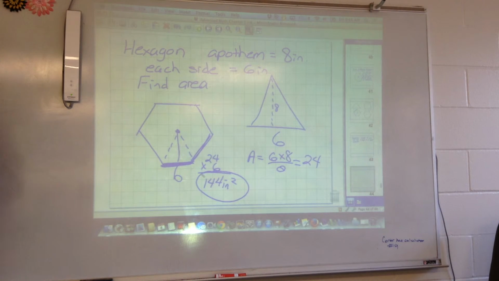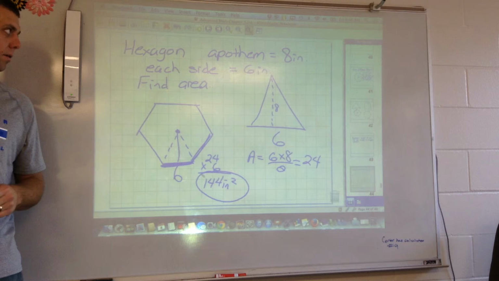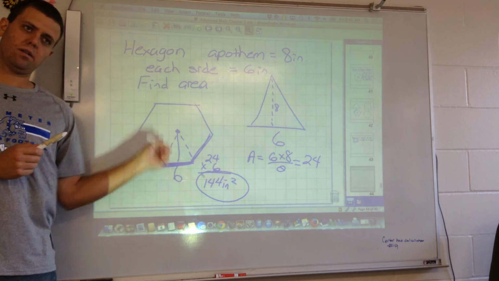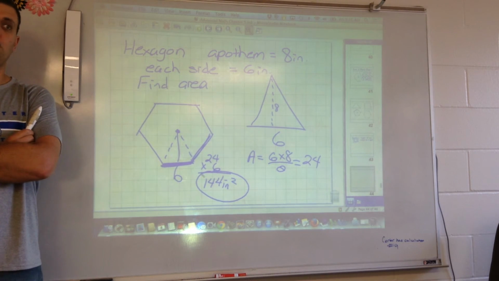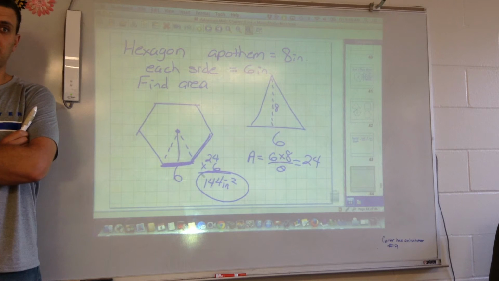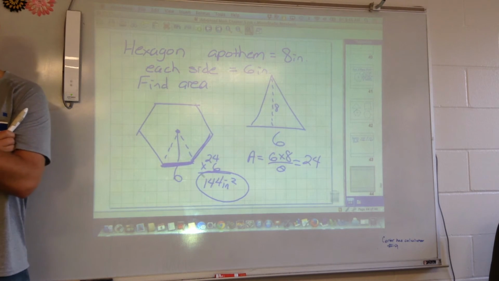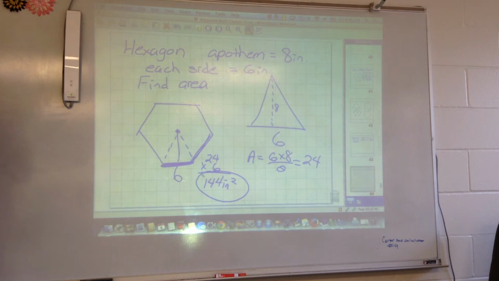The book's going to give you a formula for this. If you want to use that formula, you're welcome to. The reason I don't give it to you is because you'll forget it. This is easier, makes more sense, no new formulas memorized. You should know the area formula for a triangle. Find the area of one triangle, multiply by how many there are.